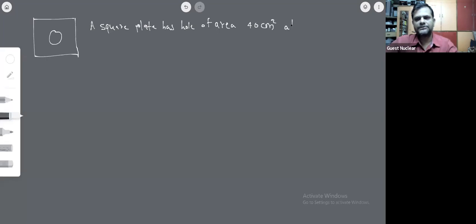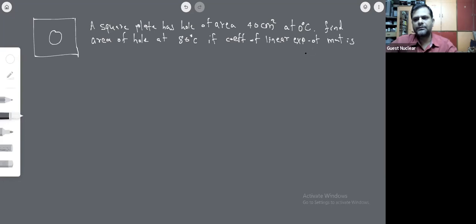Okay, at 0 degrees Celsius. Then find the area of that hole at 80 degrees Celsius if the coefficient of linear expansion of material is 5 into 10 raised to minus 5.